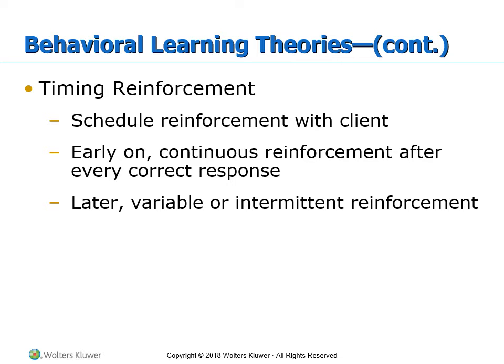Sit, here's a treat. And then later on, right, so what happens is we have to control this, and so we then lead to intermittent or variable reinforcement, where the dog always responds to sit, but we don't always give a treat. We do some of the time, every now and then, every other. But again, it's always because of that potential for reinforcement, the behavior continues and doesn't become extinct.